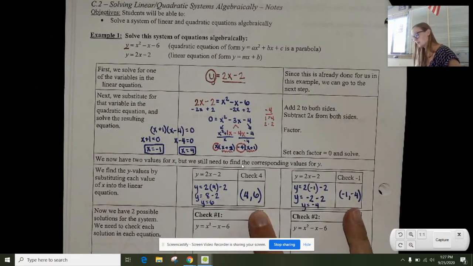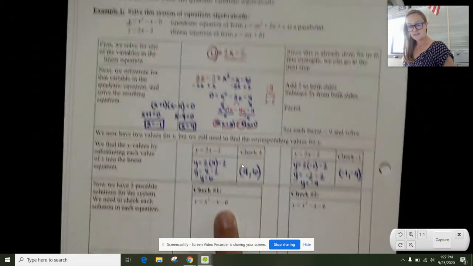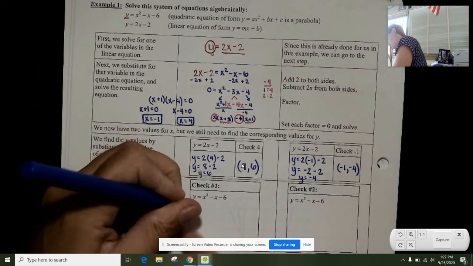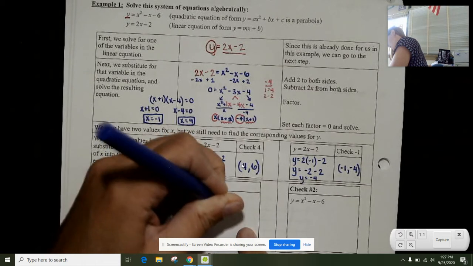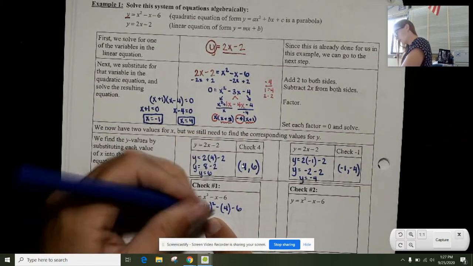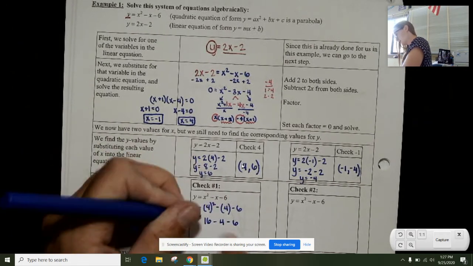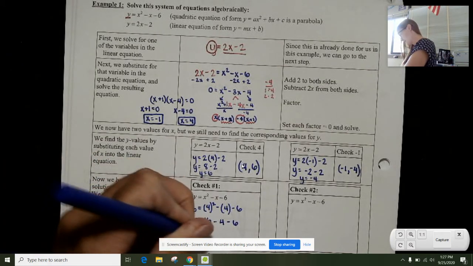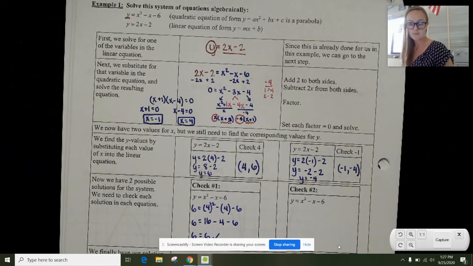Now I have two possible solutions, and I want to check them into each equation. So let's check 4 comma 6 in this equation, x squared minus x minus 6. So y is 6, x is 4, so 4 squared minus 4 minus 6. 4 squared is 16 minus 4 minus 6. So 16 minus 4 is 12, minus 6 is 6. 6 equals 6. Yes, that works.